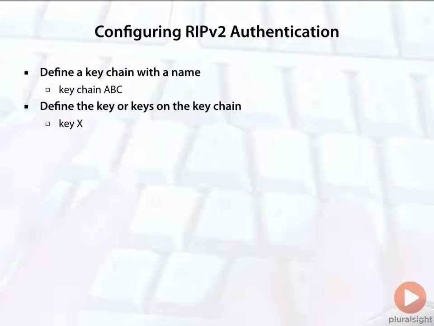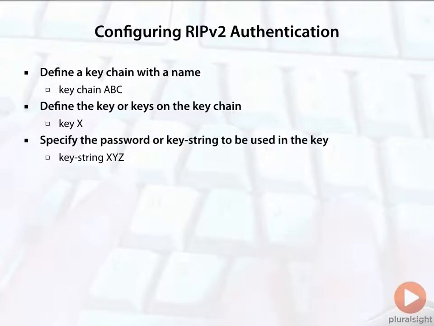Then we're going to define the key on the keychain, right? So kind of real life, something that we can compare it against. We have a keychain, and on that keychain we have keys. So we define the key or keys. We can have more than one key. So here's key X, it's the key number, and then we define what the key is. Key string, key dash string, and then XYZ, whatever that key string is. Could be Cisco123, probably shouldn't be, but could be whatever we want it to be.